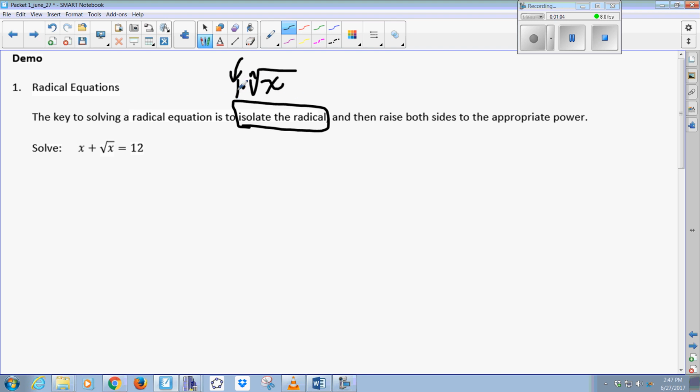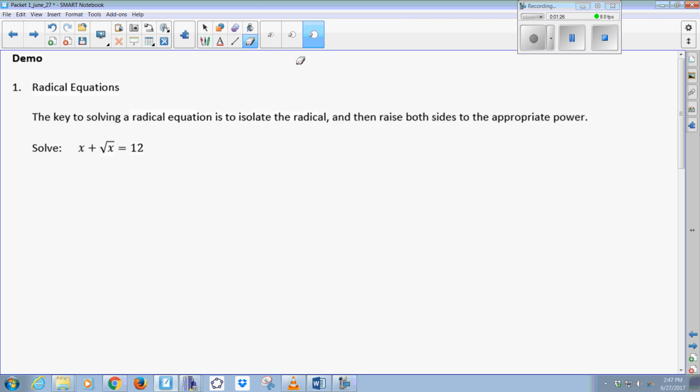So if there's a number multiplying this radical like 3, you would divide both sides by 3, and then it would be isolated. If there's a number that's being attached to it like 6, then you would subtract 6 from both sides. So the key here is to get the square root of x or the third root of x or whatever root you're looking at of your variable all by itself on one side of the equation.